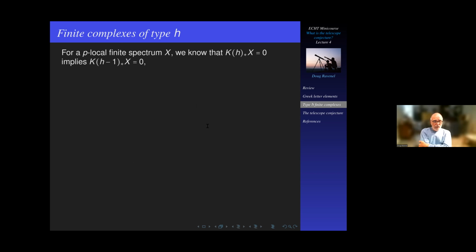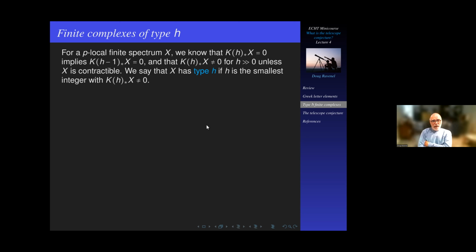So let's say we have a p-local finite spectrum X. Now, it's not hard to show that if K(h) star of X is 0, that means that K(h-1) star of X is 0. In other words, if one Morava K-theory vanishes, all the lower Morava K-theories vanish. And we also know that K(h) star of X is non-trivial for large h unless X is contractible. Those are two things that are not difficult to show.